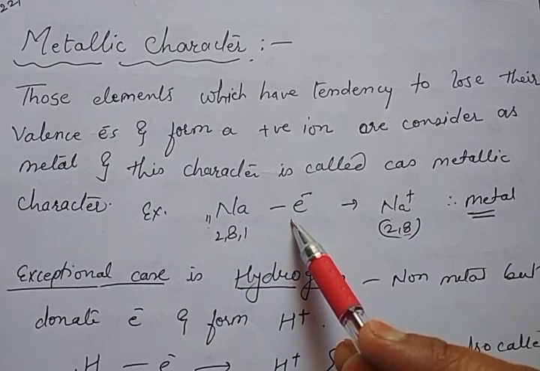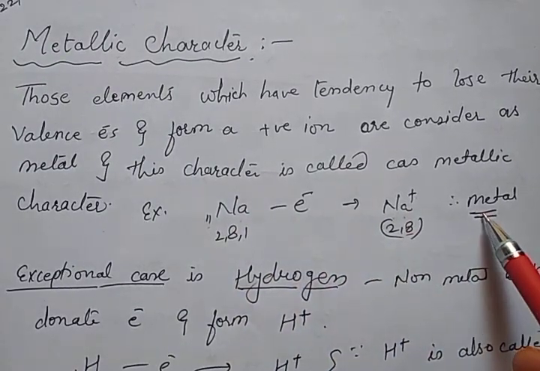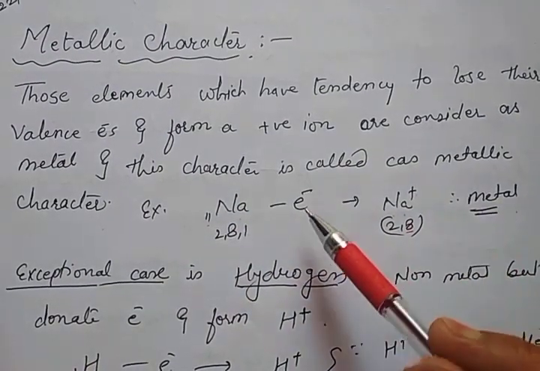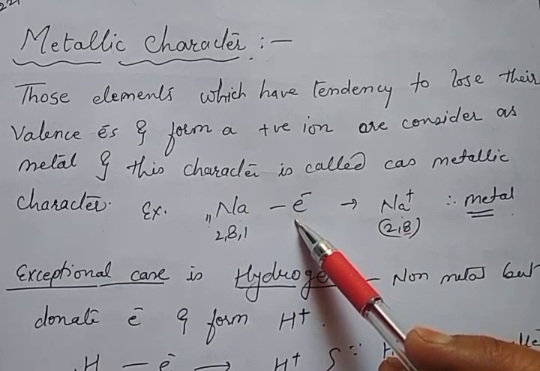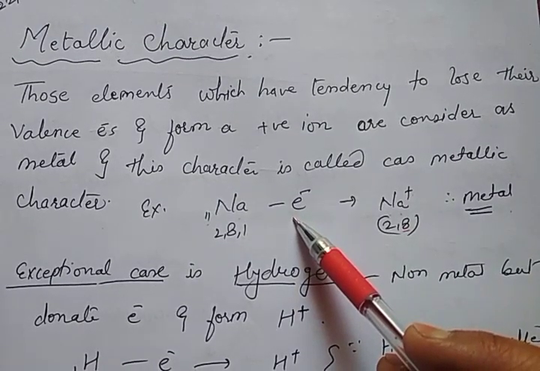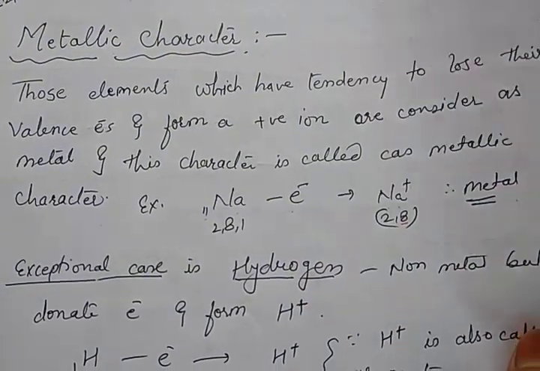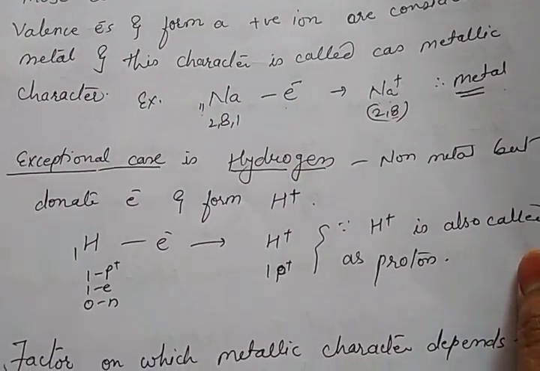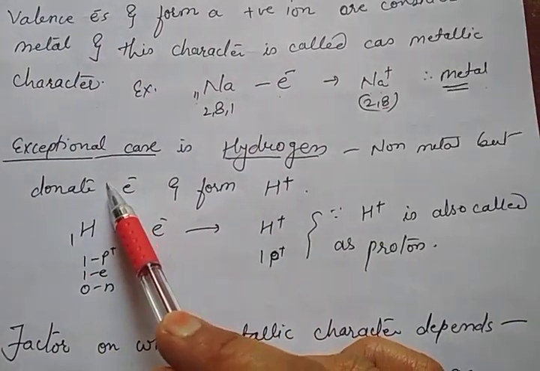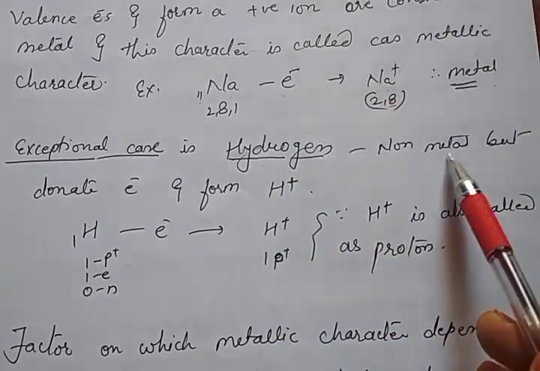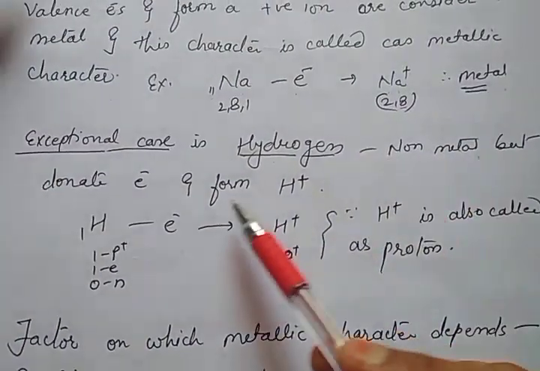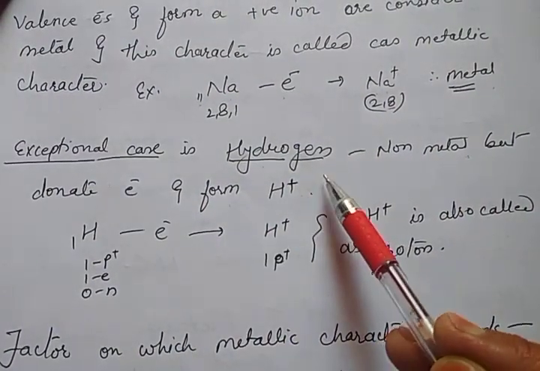As it has a tendency of donating the electron, we can say that sodium is a metal, and this tendency of sodium can also be expressed by the term metallic character. Now we also remember one exceptional element, hydrogen, which is a non-metal, but as it donates the electron, it forms the hydrogen ion.